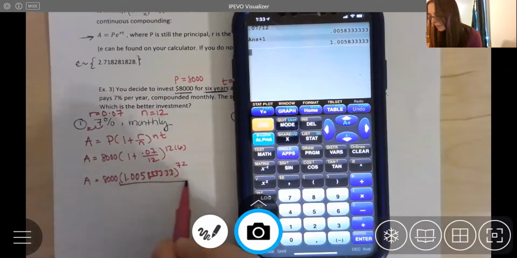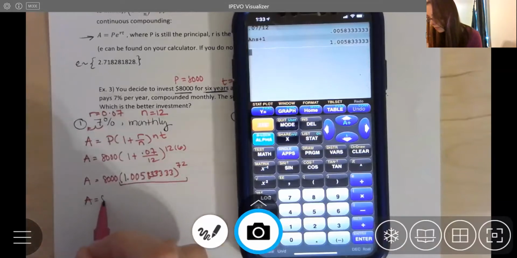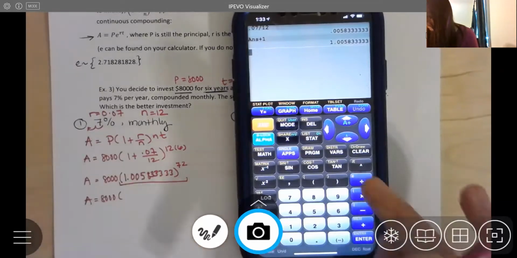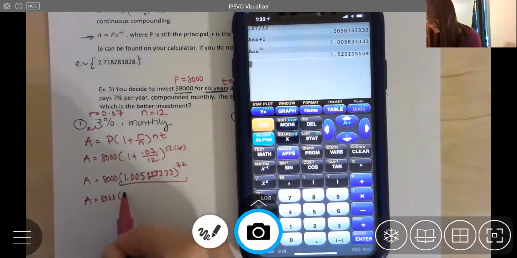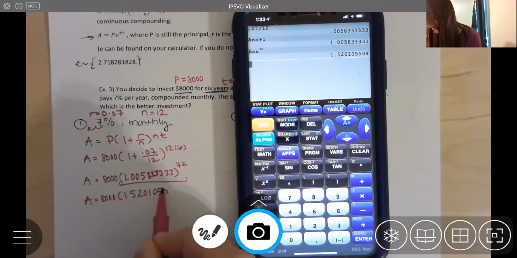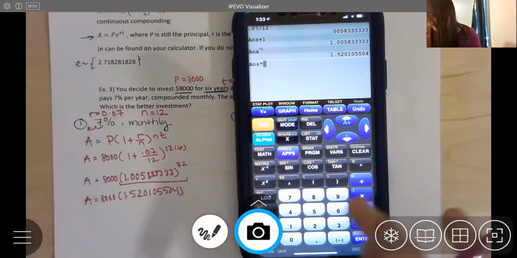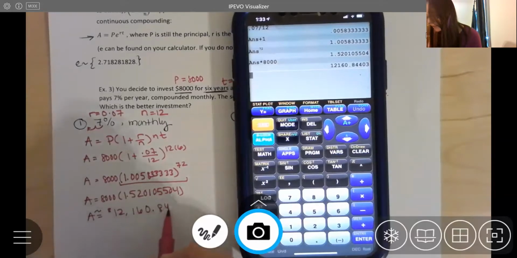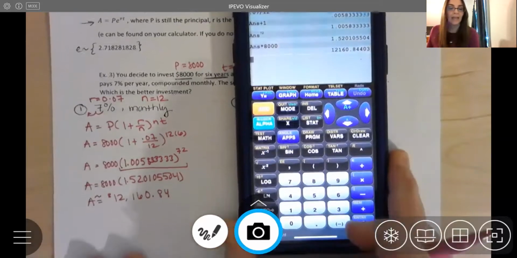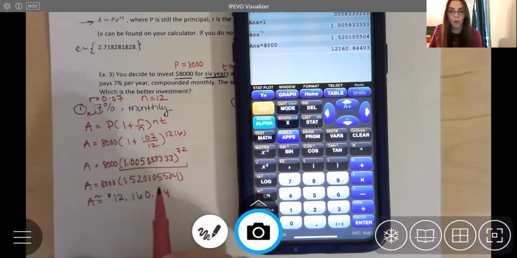Now I'm going to go ahead and do my exponent here. So I'm going to raise this to the 72nd power. I get 1.520105504, and I multiply that by 8,000. So my final amount here, rounded to 2 decimals, is $12,160.84.